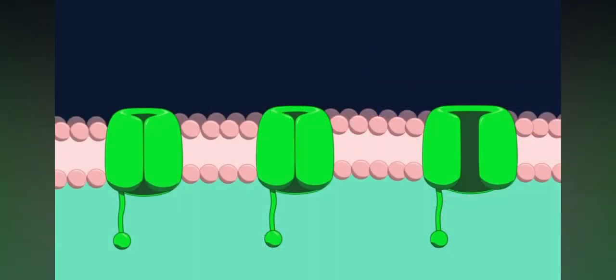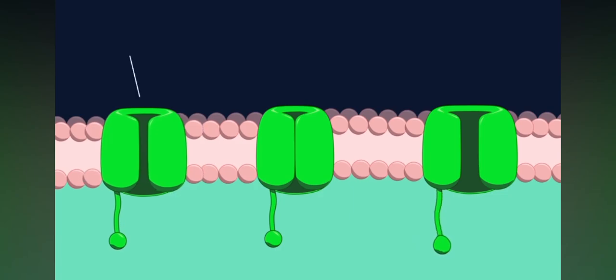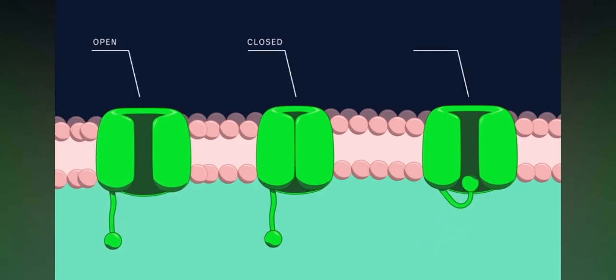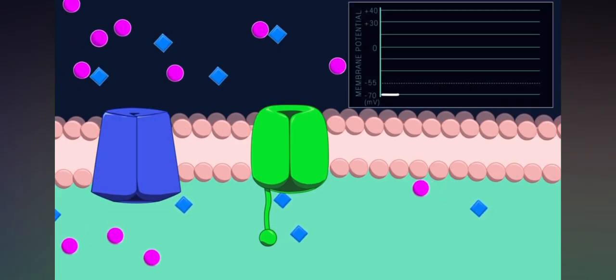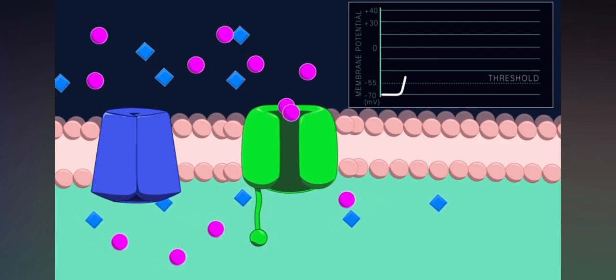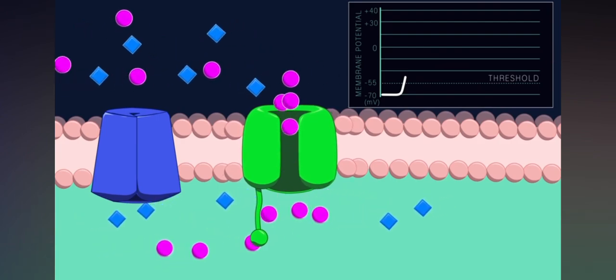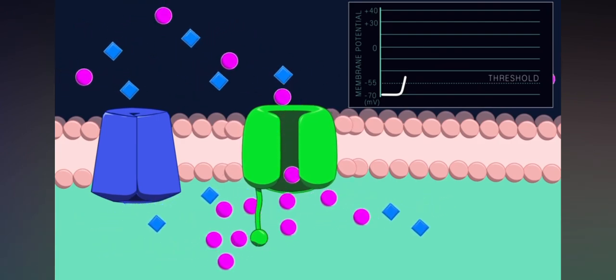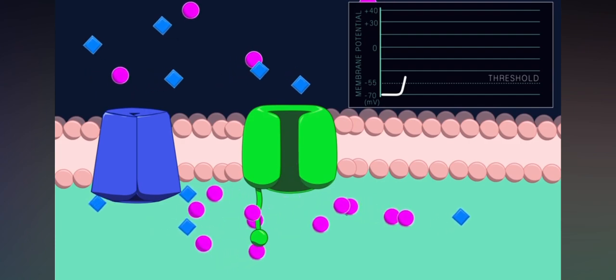Voltage-gated sodium channels have three states: open, closed, and inactivated. At rest, the sodium channel is closed. Once the cell membrane reaches the threshold voltage, the channel changes to an open position and sodium rushes into the cell because of the electrochemical gradient.